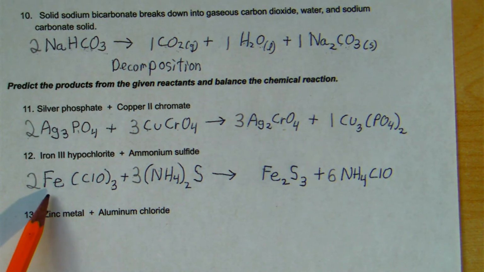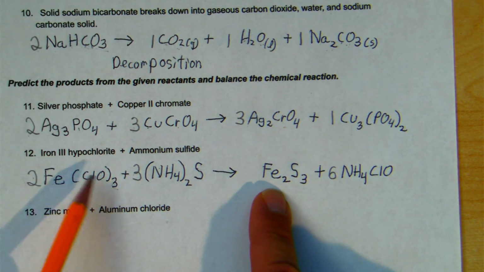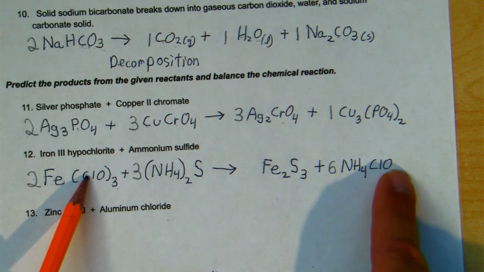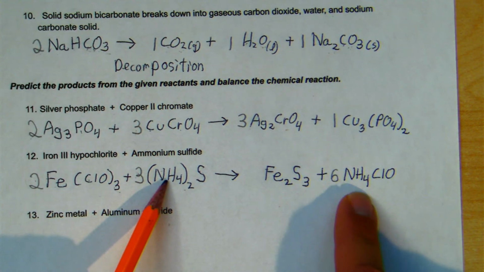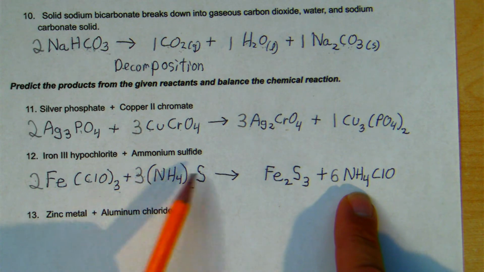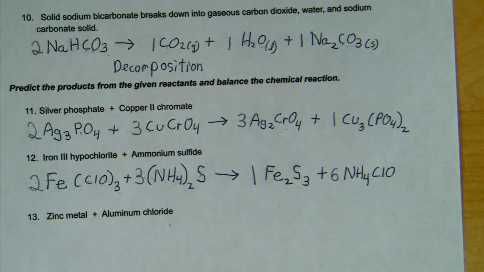This being the first reactant. 2 irons on the left, 2 irons on the right. 6 hypochlorites on the left, 6 hypochlorites on the right. 6 ammoniums on the left, 6 ammoniums on the right. 3 sulfurs on the left, 3 sulfurs on the right. This is now a balanced chemical reaction.